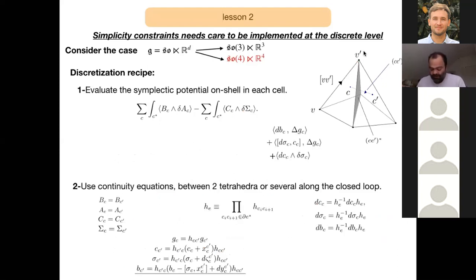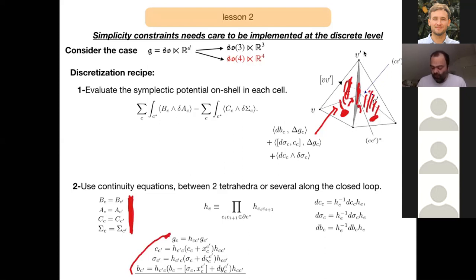So I got this symplectic potential for each tetrahedron. I got this one for this tetrahedron, but I have a similar one for this other tetrahedron. These two tetrahedra share a face, and so the fields that I'm using should have the same value whether I'm looking from this side or this side. So there should be some kind of continuity equation when I move from one tetrahedron to another. This continuity equation implies some relation between the variables I'm using here and the variables I'm using here. And so these are the relations between the different types of variables.